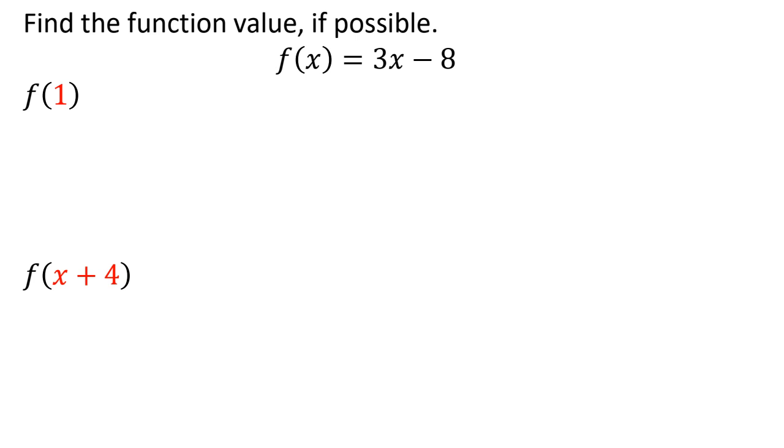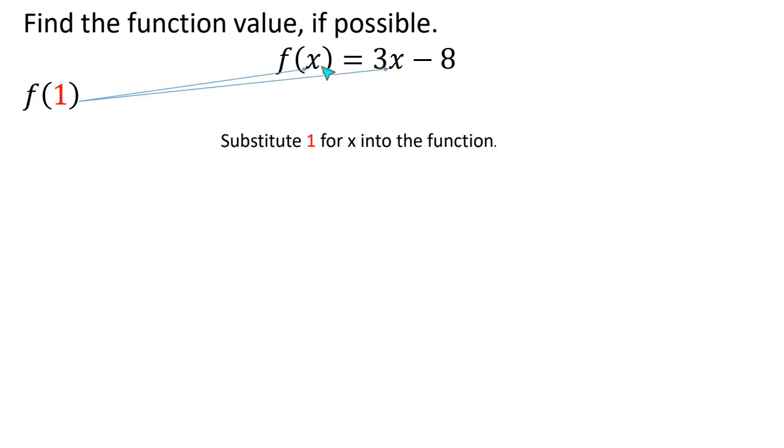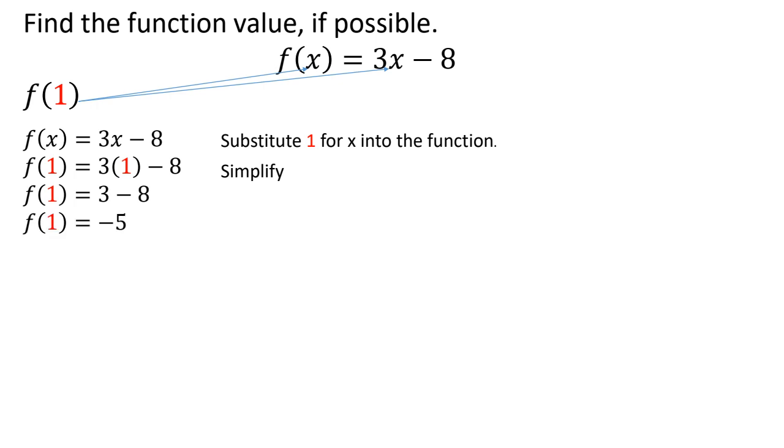Okay, the next thing that we saw in one of the sections, probably 1.5, is to evaluate the function. So if we have f of 1, we're going to take that 1 and we're going to plug it in for wherever we see an x. And so if we do that, we get f of 1 is equal to 3 times 1 minus 8. And so 3 times 1 is 3, minus 8 gives us a negative 5. Okay.